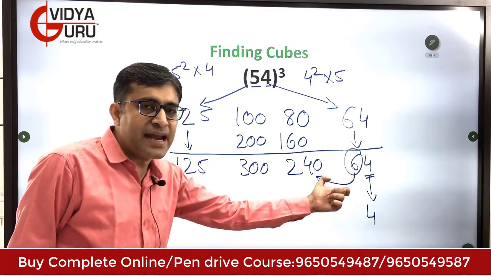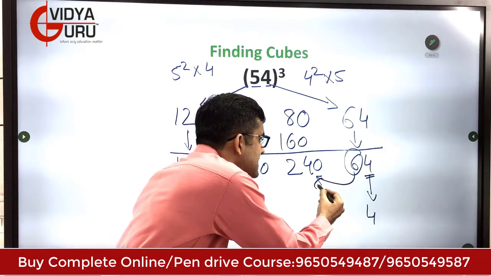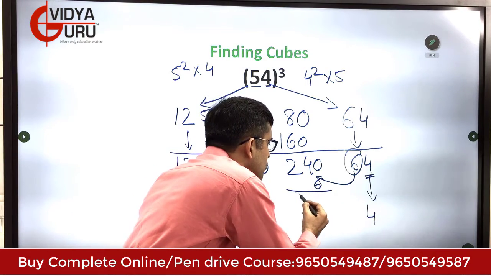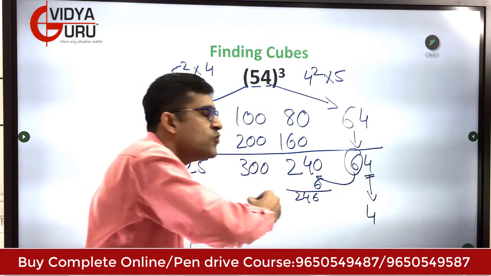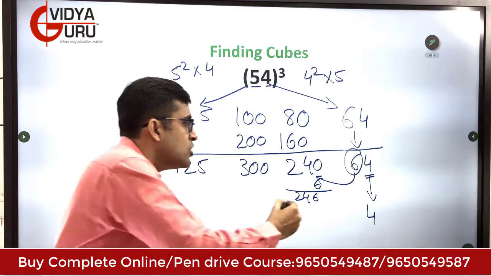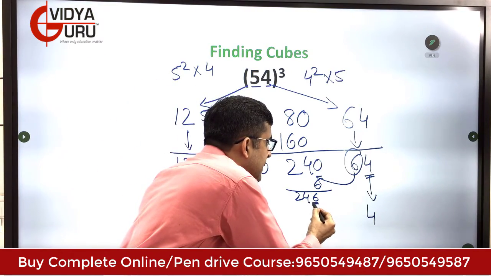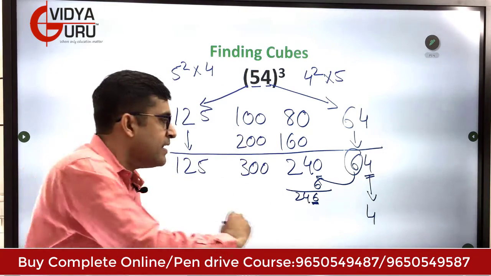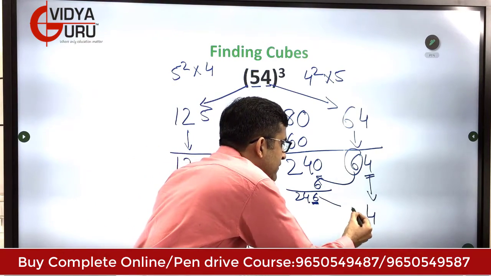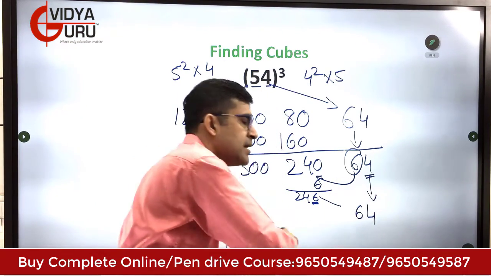Sure, this 6 gets carried forward. It gets added over here. It becomes 246. I will look at the units digit once again and I will write it. The units digit is 6.